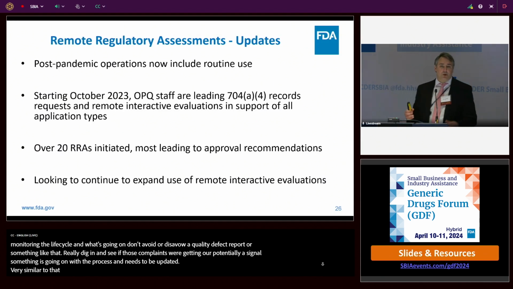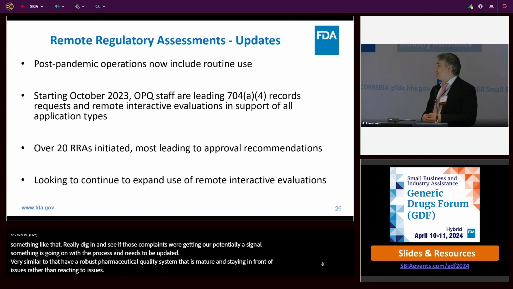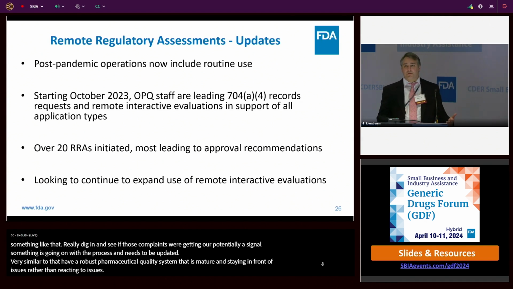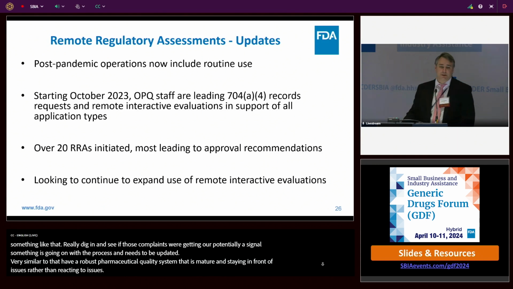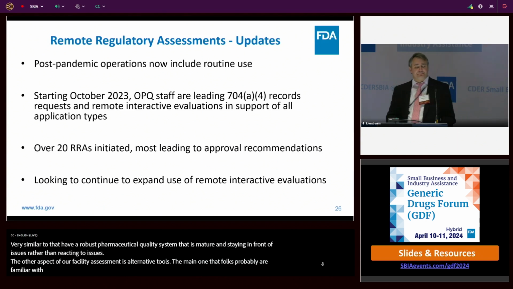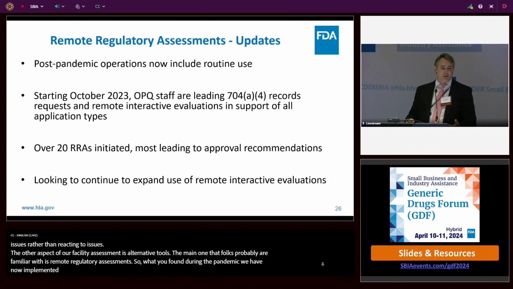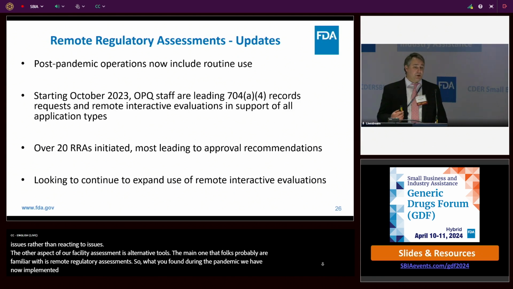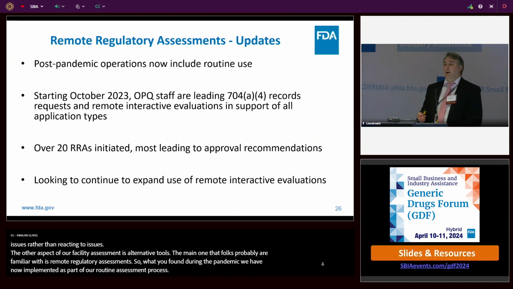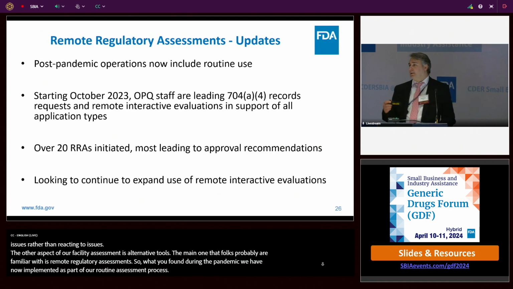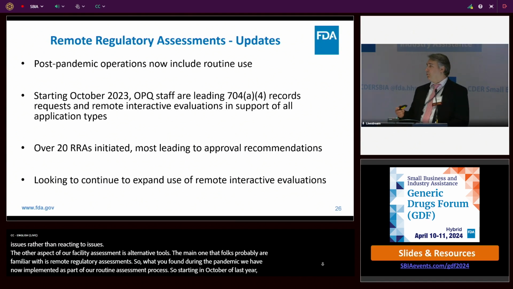So the other aspect of our facility assessment is the alternative tools, right? The main one that folks probably are familiar with from the pandemic are the remote regulatory assessments. What we found during the pandemic, we have now implemented as a part of our routine assessment process. Starting in October of last year, we in OPQ are actually now leading the 70484s for pre-approval inspections.